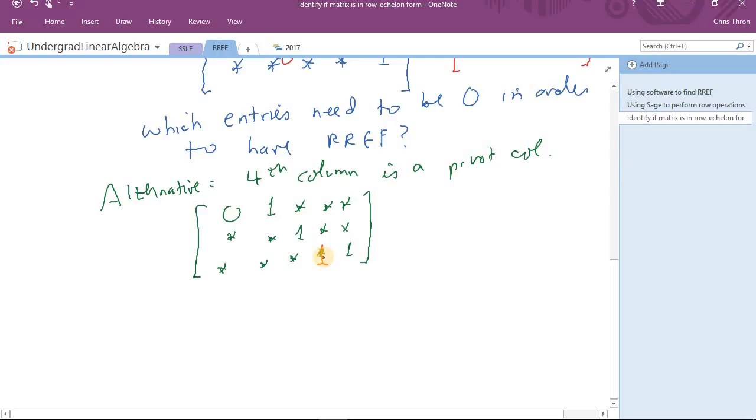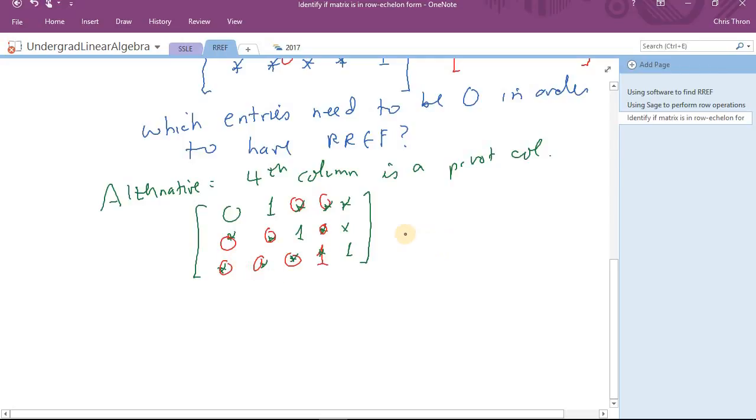Now, if this entry here is a 1, then all of the entries before it would have to be a 0 because this is my pivot column. So I'd have to have 0, 0, 0 here. All right. I also have pivot columns here and here, so this would have to be 0, this would have to be 0. And this would also have to be a 0 because the leading 1 is here. Now, since this is a pivot column, these would also have to be zeros.